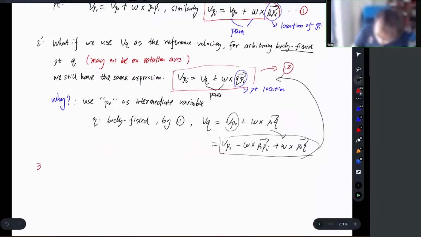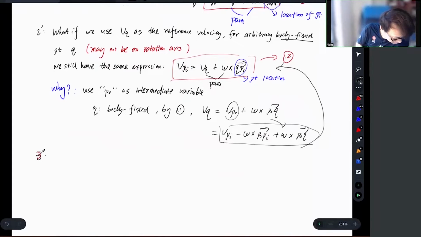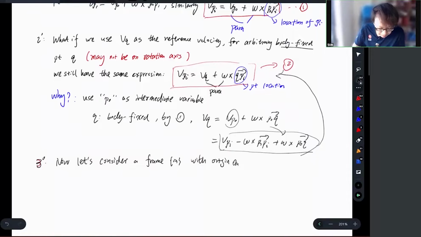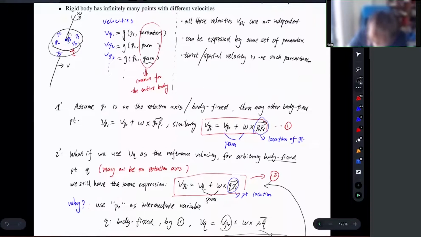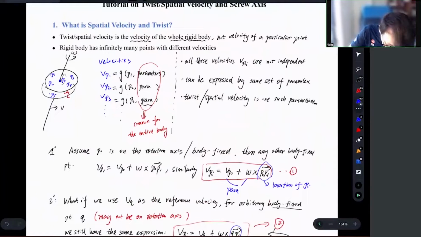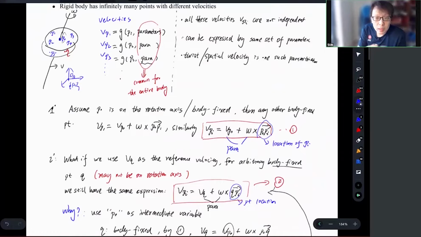Now the confusing part arises. Okay, let's look at the third case. Now let's directly consider a frame. Let's consider a frame A with origin O of A. Okay, let's draw this here. Maybe this will be our A. Let's call this A. It's frame A, and this is the origin O of A. I randomly pick a frame.